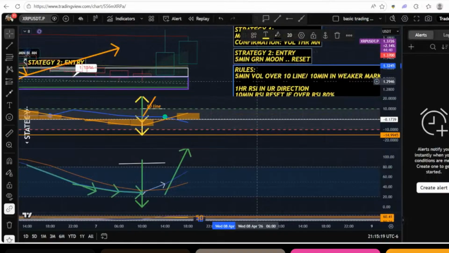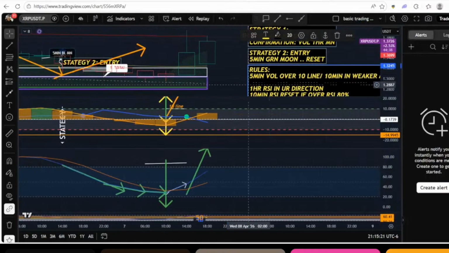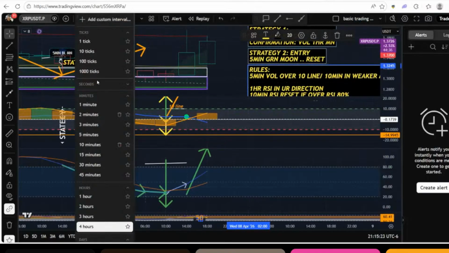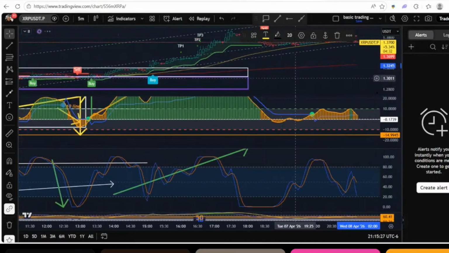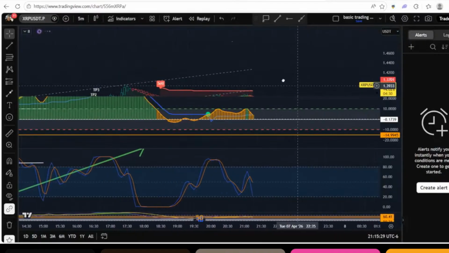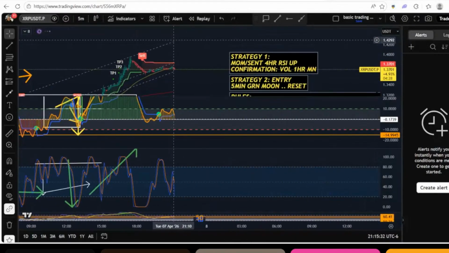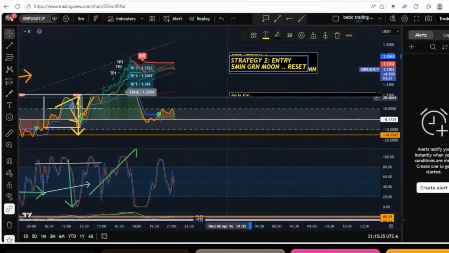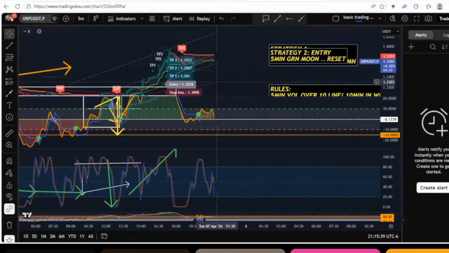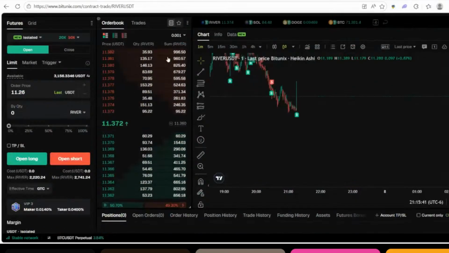So at that point, when all that happens, which happens at 1300 hours, when the moon hits, I go to my 5 minute, and now I'm in my next part of this move, right? And this is kind of where you guys are, just your entry point. That's basically strategy 2, entry, 5 minute green moon, and put reset in there, just so that River, look at River spikes, crazy.